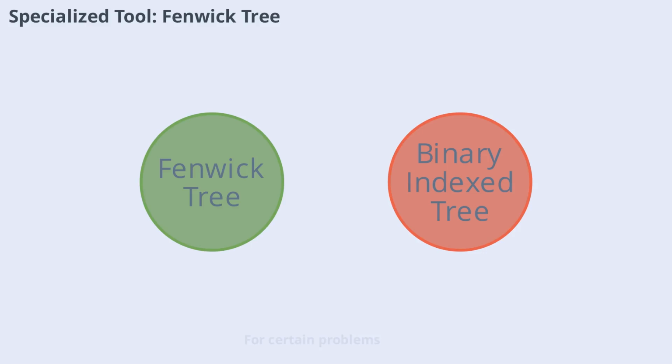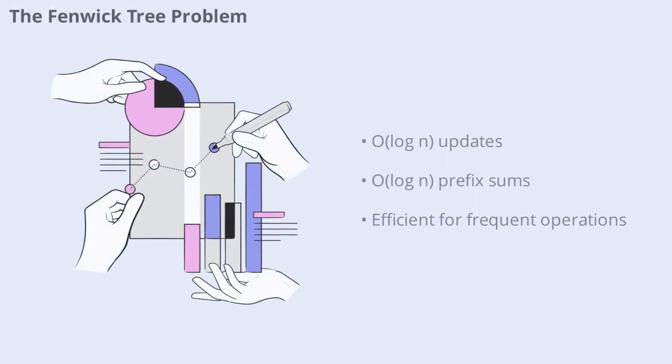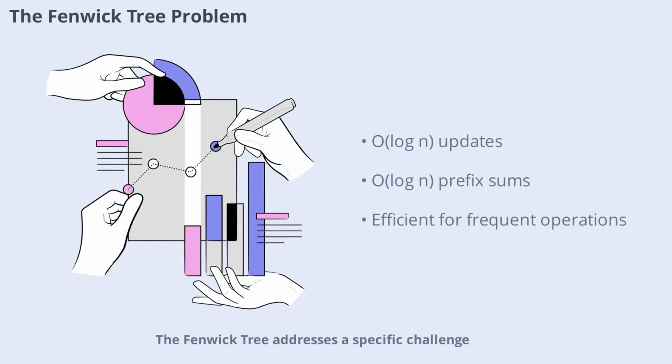For certain problems, even advanced structures like AVL trees and heaps aren't enough. Enter the Fenwick tree, also known as the binary indexed tree. This structure is designed for scenarios where you need to perform thousands of point updates and prefix sum queries per second, such as in financial applications or real-time analytics. The Fenwick tree addresses a specific challenge: efficiently supporting both point updates and prefix sum queries on an array.